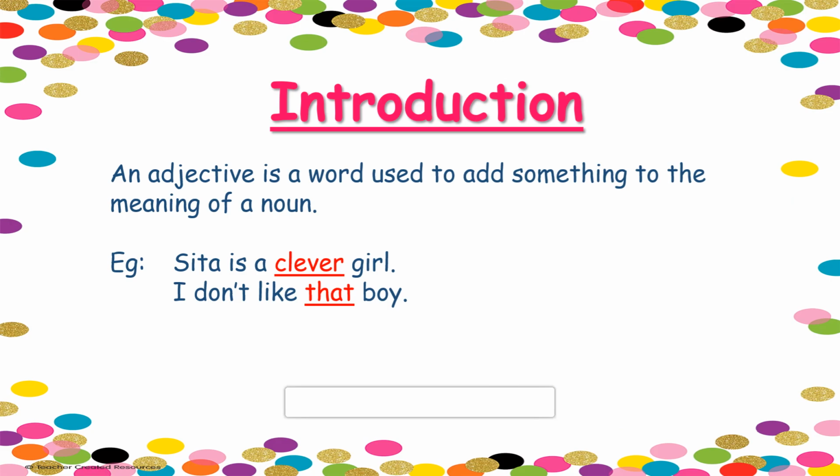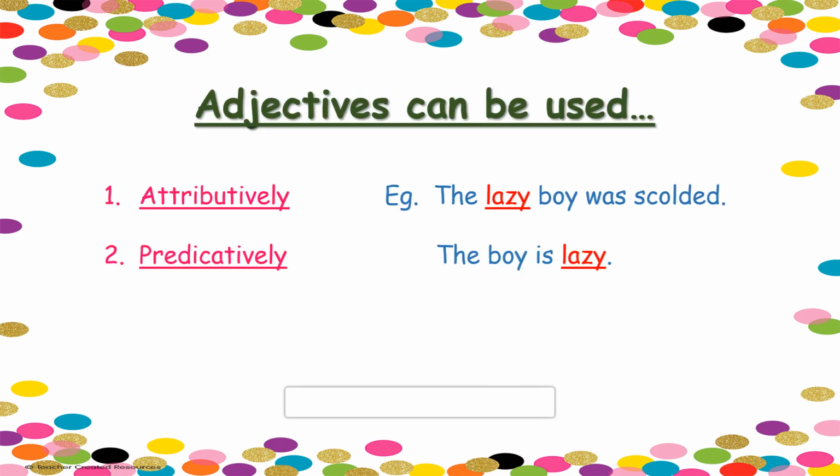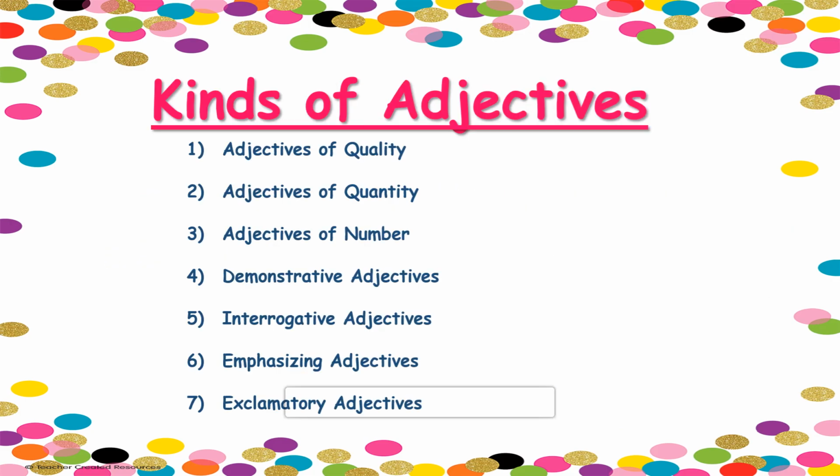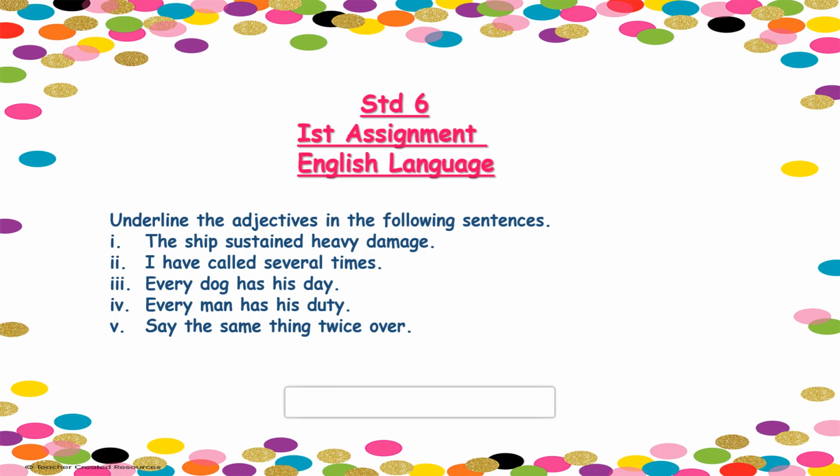Introduction, I told you that an adjective is a word which adds meaning to a noun. With the help of examples, I explained it too. Adjectives can be used attributively and predicatively. Then kinds of adjectives: adjectives of quality, quantity, number, demonstrative adjectives, interrogative adjectives, emphasizing adjectives, and exclamatory adjectives. So, basically, seven kinds of adjectives we have already discussed. Then, this is the first assignment, students. I hope you have already done this first assignment.